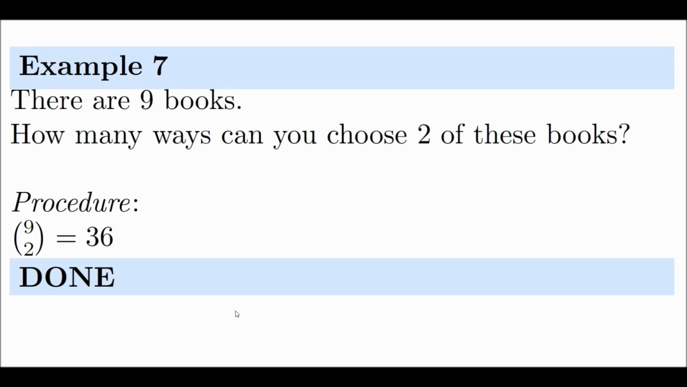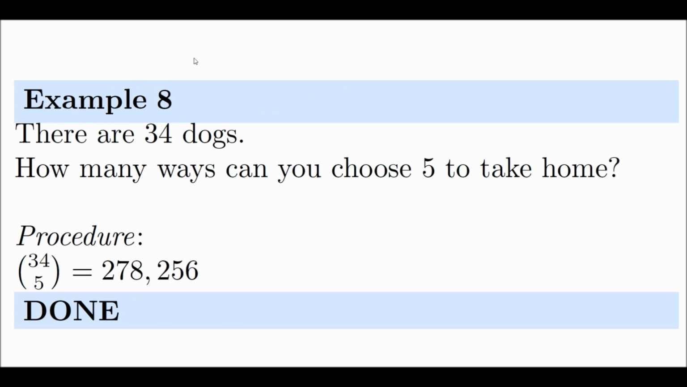So here are some examples where you count how many ways you can do something by using combinations. Let's say there are 9 books. I want to know how many ways I could choose 2 of those books. So this is just 9 choose 2. You could type that into a calculator or plug these numbers into the formula for 9 choose 2. You should get 36. This time there are 34 dogs. I want to know how many ways I could choose 5 of those dogs to take home. So this is just 34 choose 5. So you could type that into a calculator. It's almost 300,000.